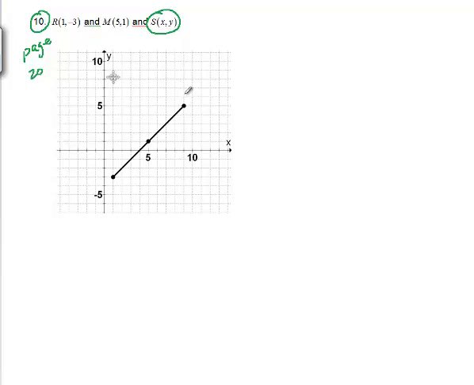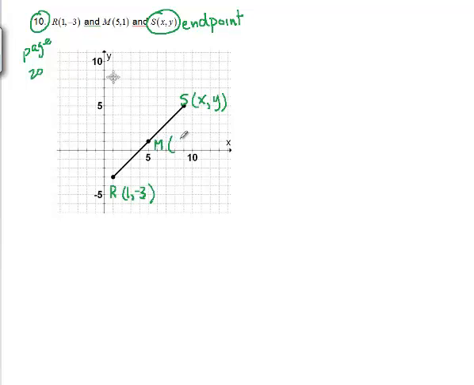Or S, which is x, y. So this is S right here, x comma y. So we have an endpoint here, and we're given the other endpoint R, and R is down here at 1, -3. So this segment's already sketched for you, which is wonderful. And 5, 1 is the midpoint.